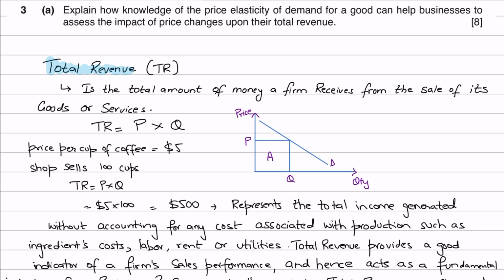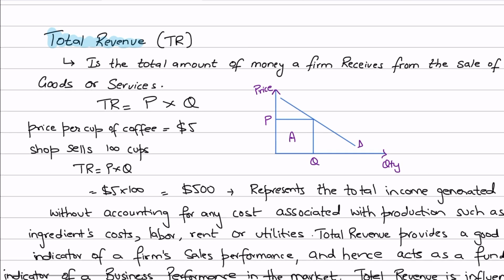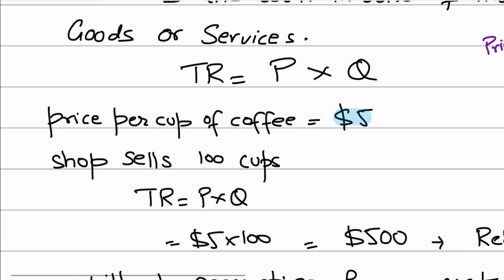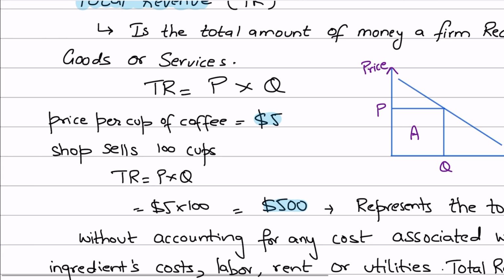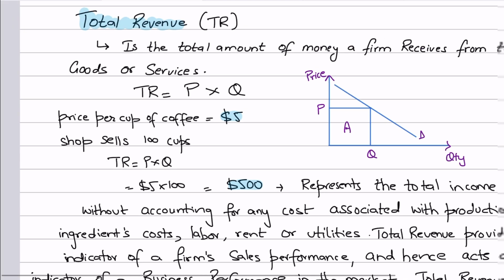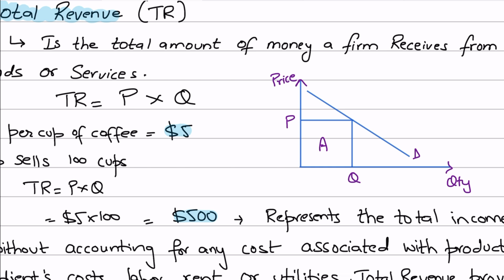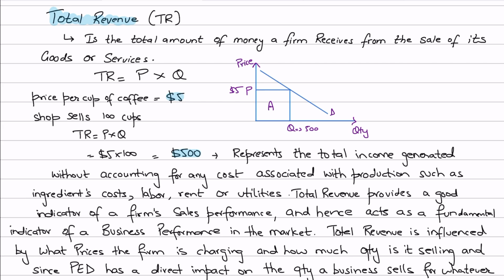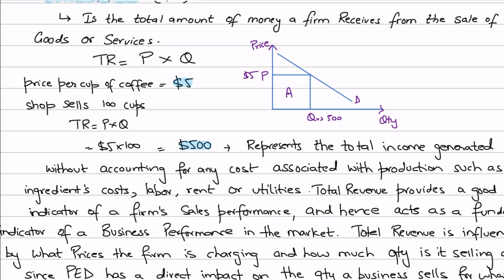Right, total revenue is calculated by the formula price times quantity. So let's say I'm selling a cup of coffee for $5 each and I'm selling 100 cups, so my revenue would be $500. And on the diagram, I would represent this if my price is $5 and my quantity is, let's say, 500, then this rectangle A is basically my revenue. This entire region represented by the rectangle A is my revenue, right? So this is how it's represented on the demand curve, right?